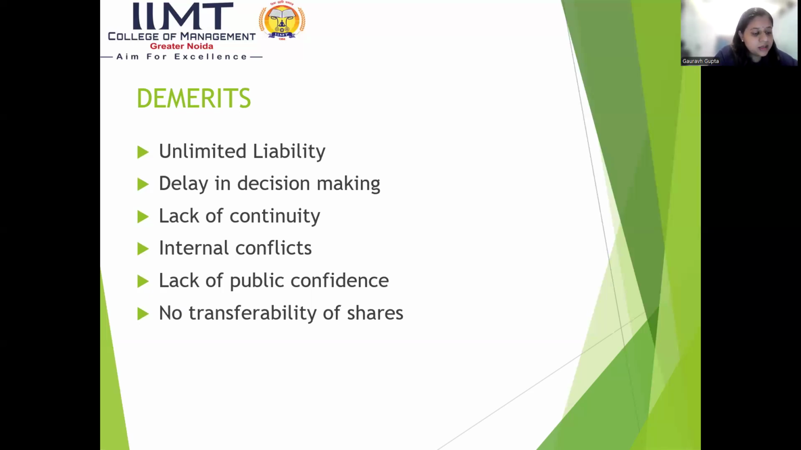Next point, internal conflict. All the partners may have different opinions, which may create conflict among them. Next point, lack of public confidence. It is difficult for an outsider to ascertain the true financial position as there is a lack of availability of financial reports. No transferability of shares. Like in sole proprietorship, also in partnership, there is no transfer of shares.